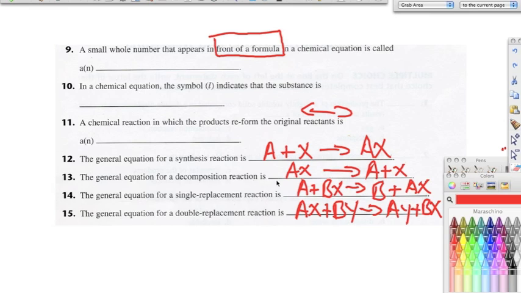In a decomposition, we're starting with a compound. In a single replacement, it's element plus compound. In a double replacement, it's compound plus compound.